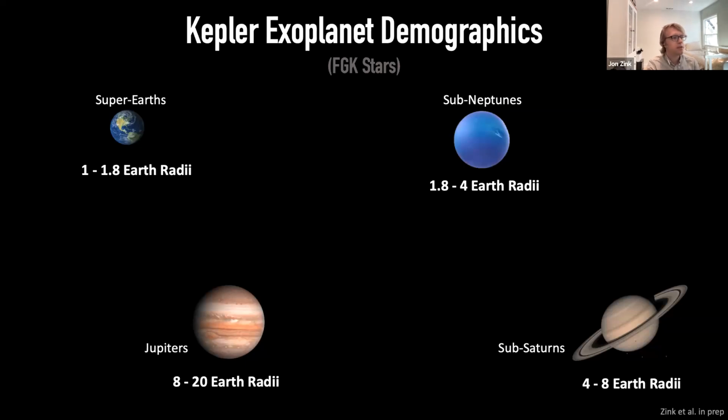But what did we learn from Kepler? One of the big things we found was that there appear to be four different classes of planets that have interesting breaks in occurrence that indicate maybe they have unique formation origins. The first one being the super-Earths, 1 to 1.8 Earth radii. Next being the sub-Neptunes, 1.8 to 4 Earth radii. The sub-Saturns, 4 to 8, and then the Jupiters, 8 to 20 Earth radii.